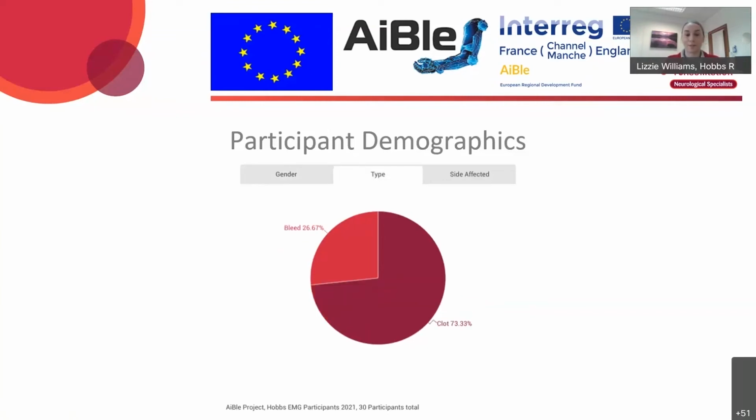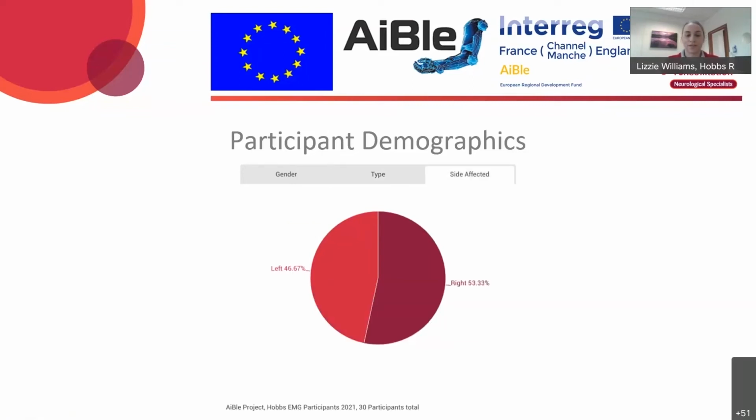When it comes to the type of stroke, 22 participants, or 73.33%, had an ischemic stroke, and 8, or 26.67% of our participants, had hemorrhagic strokes. This gives us a lower than average percentage of ischemic strokes, as in England, approximately 85% of strokes are ischemic, with only about 15% being hemorrhagic. Next slide, please.